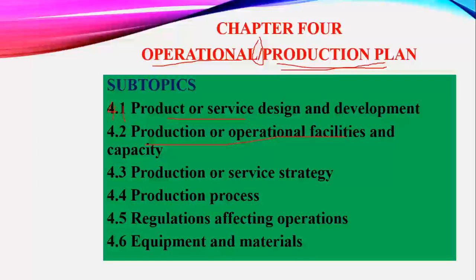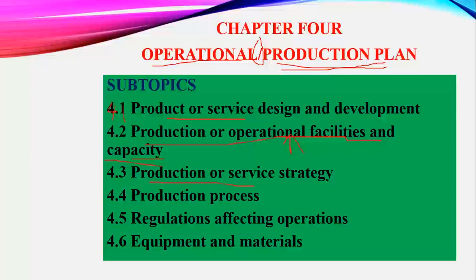Then production or operation facilities and capacity. What are the production facilities? Maybe you need some machinery. Tell us about the machinery. Tell us about the process of those machineries. Then tell us about the operational facilities. If it is a resale business, which facilities do you need? Maybe you're dealing with perishable goods. You need some refrigerators, right? You need an office. You need some furniture. Those are facilities, right? You also tell us, maybe you need a warehouse. That is a facility. What is the capacity of the warehouse, etc.